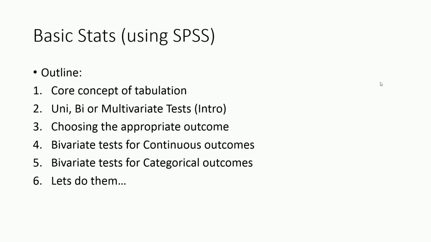So the outline includes, we will be discussing core concepts of tabulation, how to basically visualize data, and to pick and choose the types of tests that we need. We'll also be looking at univariate, bivariate or multivariate tests, just an introduction. Then how to choose the appropriate outcome, because every test depends upon the outcome that you choose. So it all starts with the outcome in mind when you're analyzing your data. Then we'll be understanding bivariate tests for continuous or categorical outcomes, and then we'll finally get to do these tests.